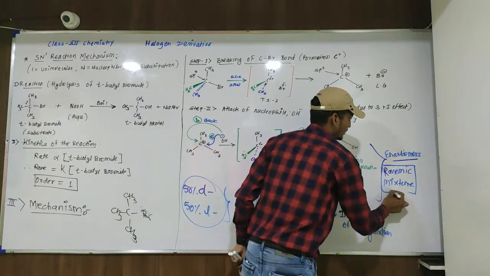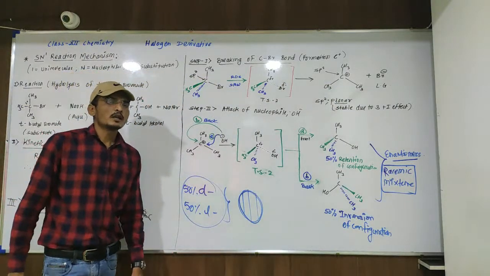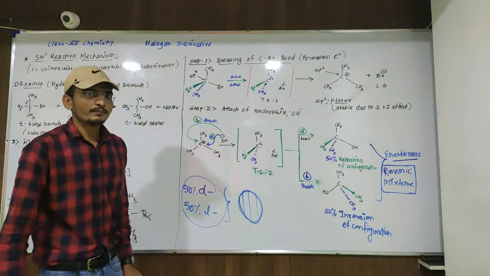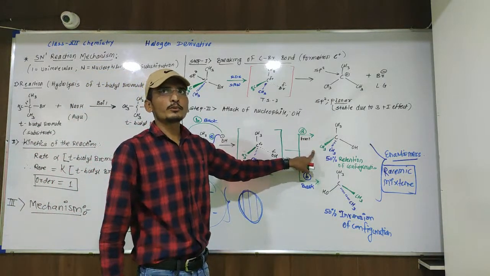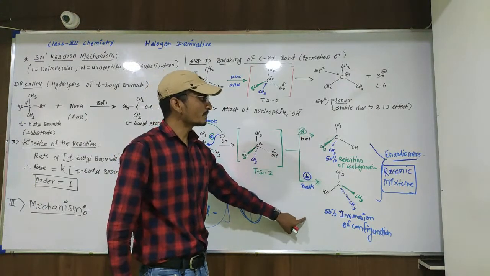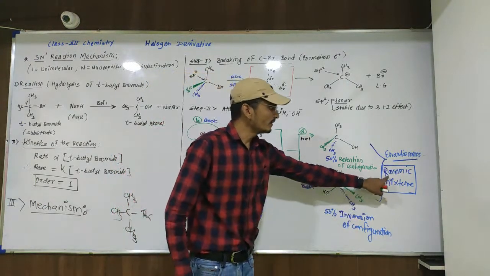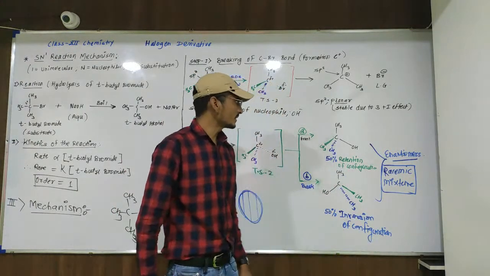So there is a formation of the racemic mixture. That thing is important here because in the SN1 reaction the attack can be from the back side and the front side. So that's why there is equal possibility to form the two products. That is nothing but 50% retention of configuration and 50% inversion of configuration, and you will get the racemic mixture. Okay.